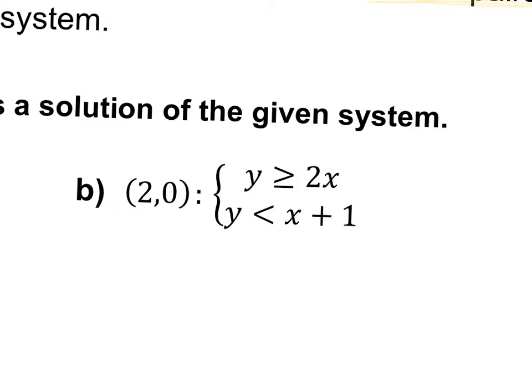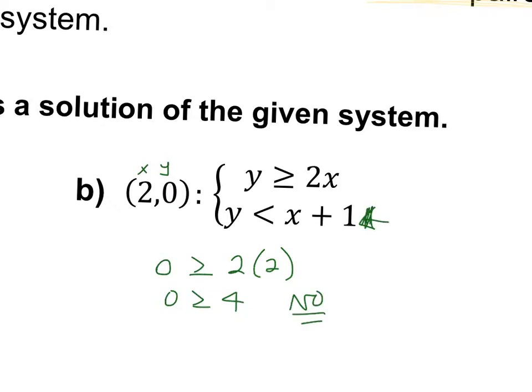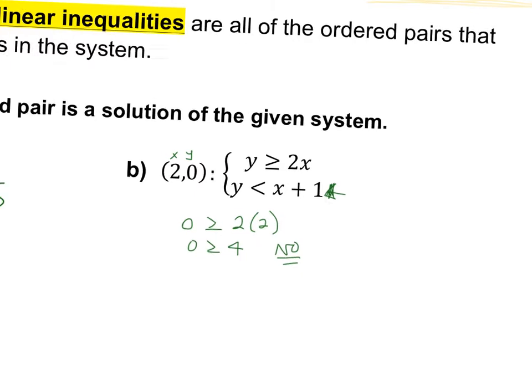Similarly with this one, if we plug in 2 for x and 0 for y, you get 0 is greater than or equal to 2 times 2. Is 0 greater than or equal to 4? No, it's not. So even if it does satisfy the second inequality, because it does not satisfy the first, it is not a solution to the system of inequalities.